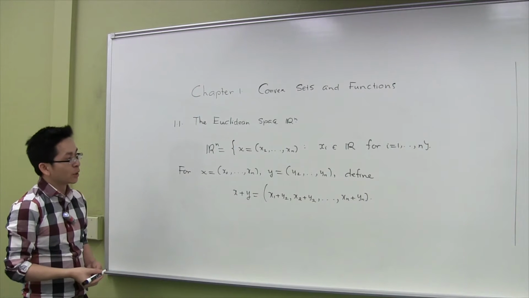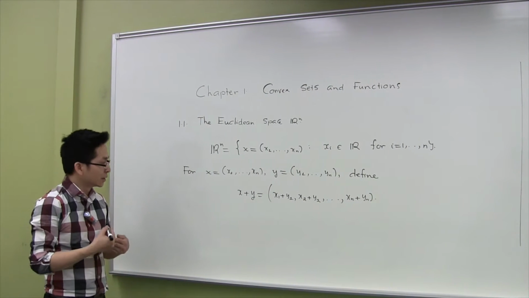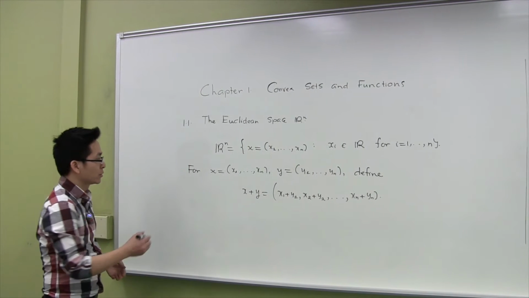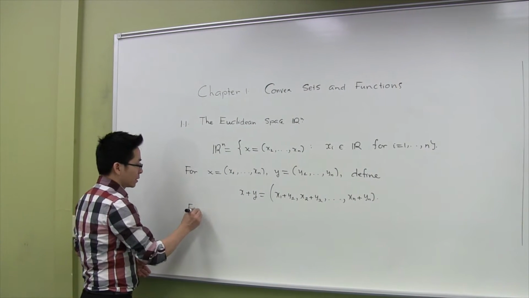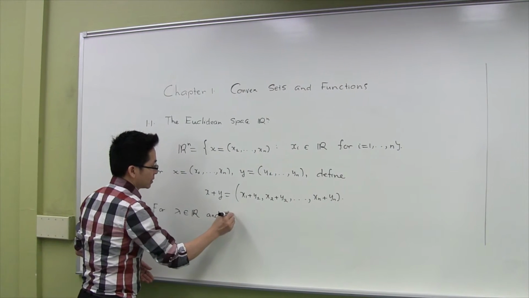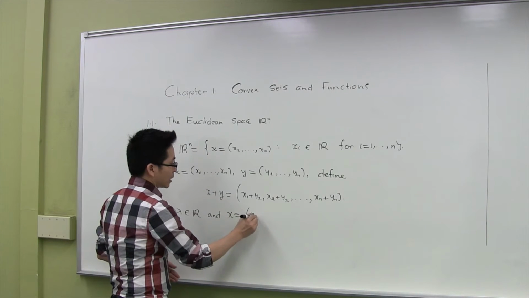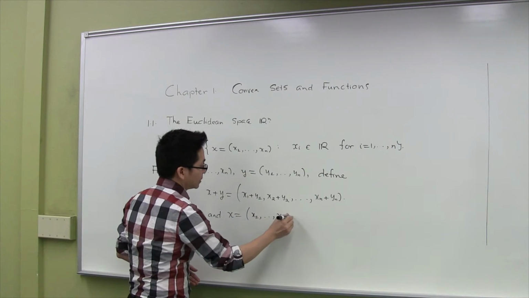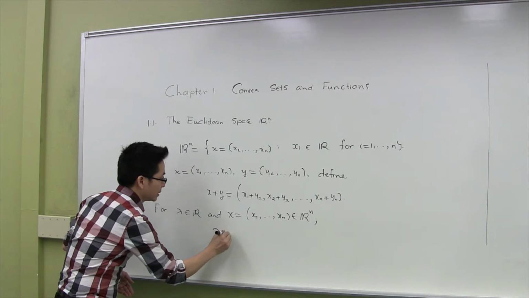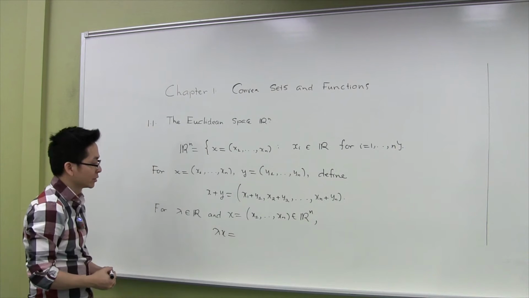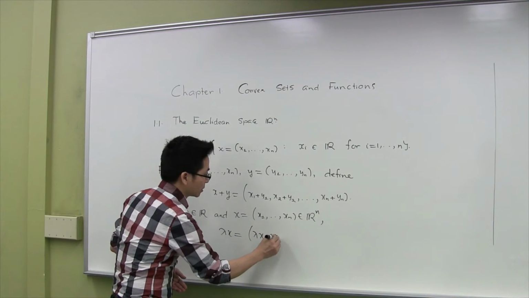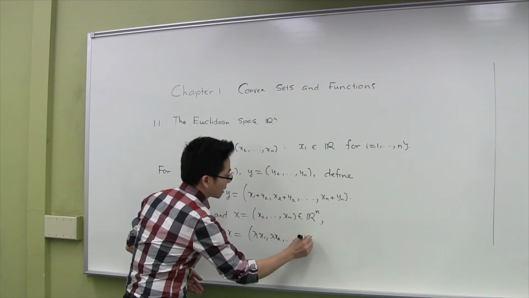And the scalar multiplication of a real number and an element of Rn is defined as follows. For lambda in R and x equals (x1, ..., xn) in Rn, lambda x is the following n-tuple of real numbers: (lambda x1, lambda x2, ..., lambda xn).